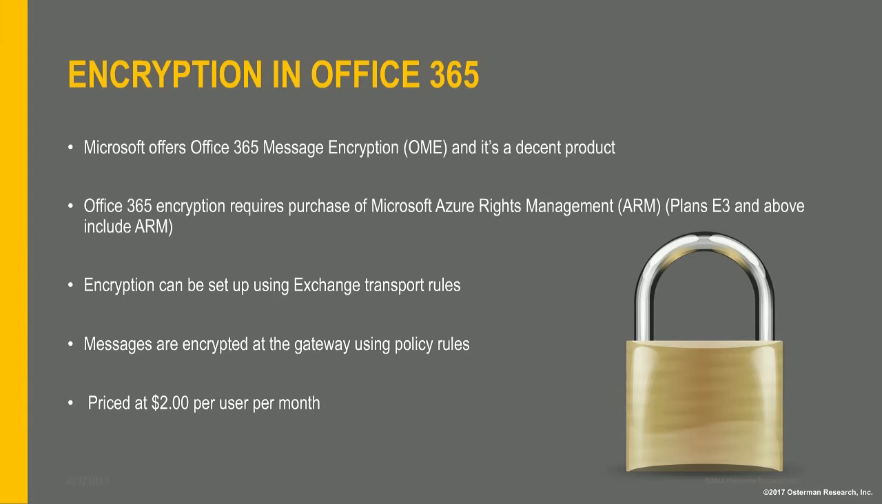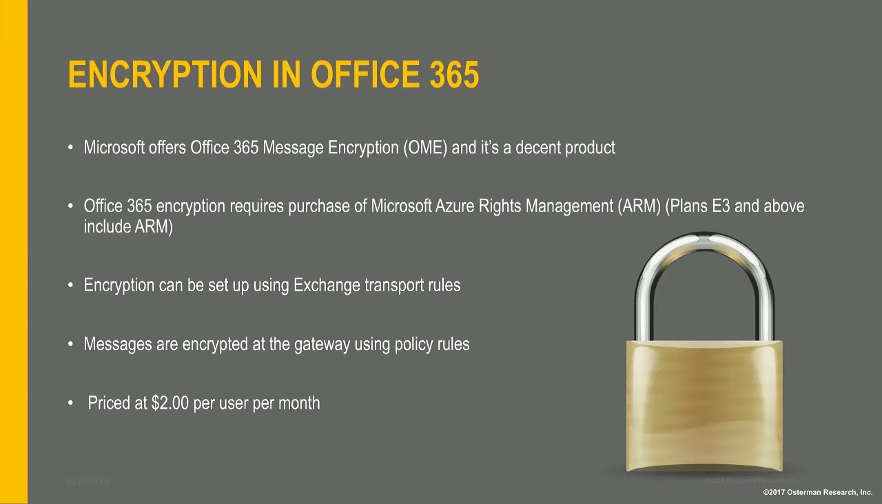OME requires the purchase of Microsoft Azure Rights Management, or ARM, and Office 365 plans E3, or Enterprise 3, and above already include ARM. Encryption can be set up in Office 365 using Exchange transport rules. Messages are encrypted at the gateway using policy rules, which is a good approach, and it's very inexpensive. It's priced at $2 per user per month.